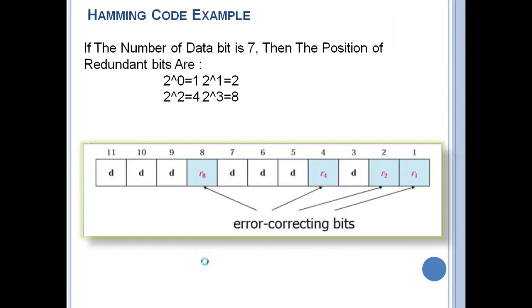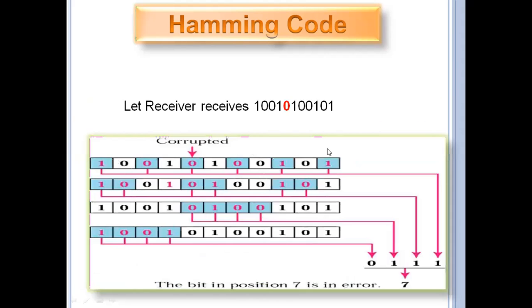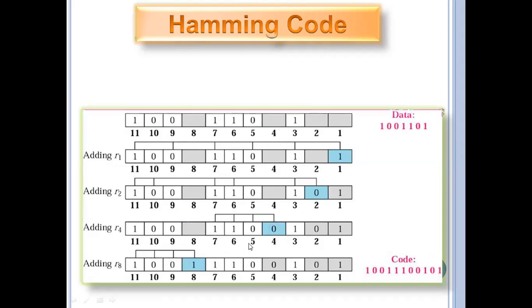Where do we place the Hamming bits? In the place of 2 power 0, 2 power 1, 2 power 2, and 2 power 3. So first place, second place, fourth place, 8th place. If the frame size is more than 11, we have to place R16 also. So we are adding additional bits 1001.